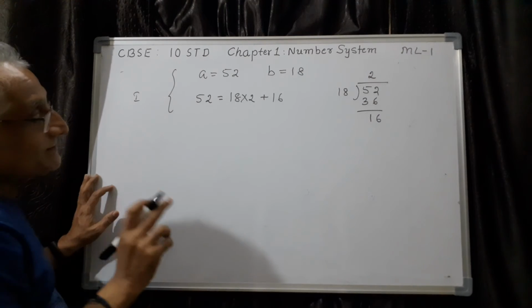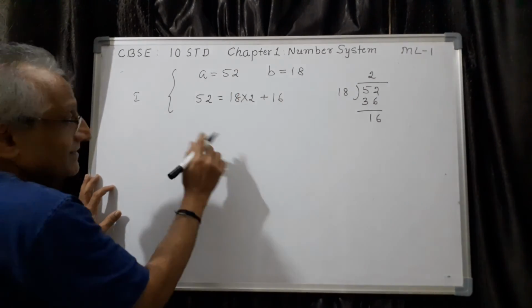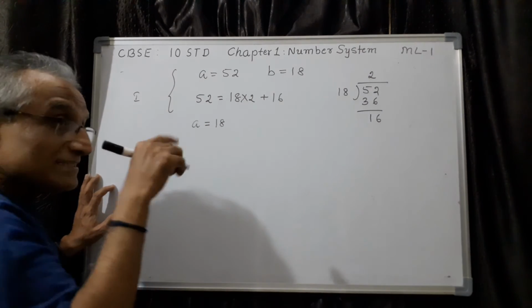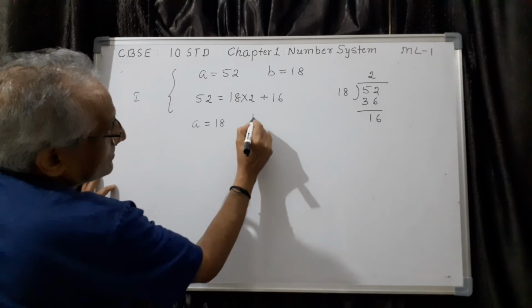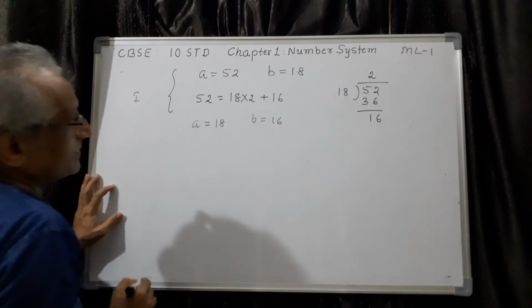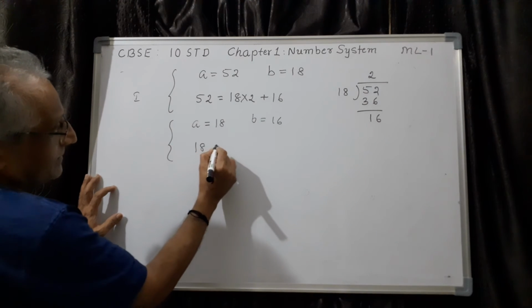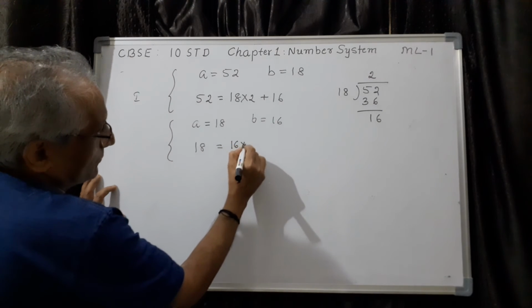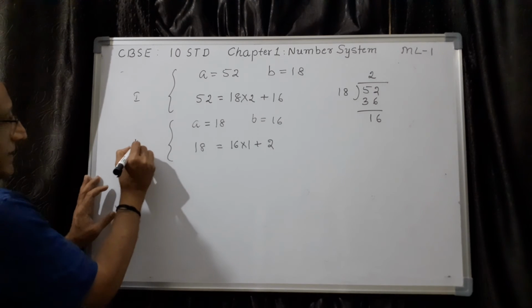Then what you have to do is, this b should be taken as a. Therefore it's always better you write this method. So a is now 18. What is b for the second step? Whatever remainder comes, that is b. So b is 16. Now what you have to do is, 18 can be written as 16 into 1 plus 2. So this is the second step.